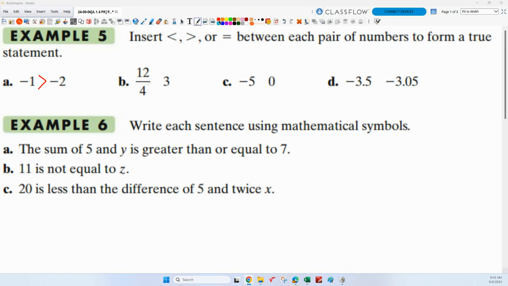What about B? Equal to. C? Less than. There you go. It's less than, isn't it? Right. -5 is further left on the number line. Okay. So it's less than.